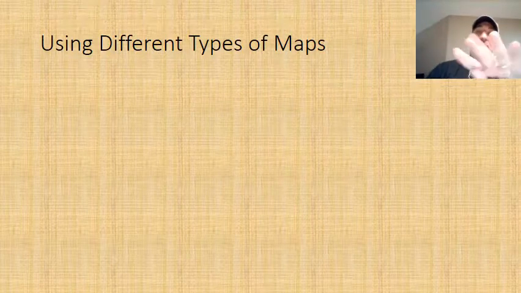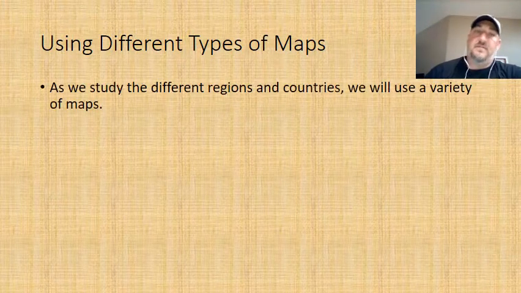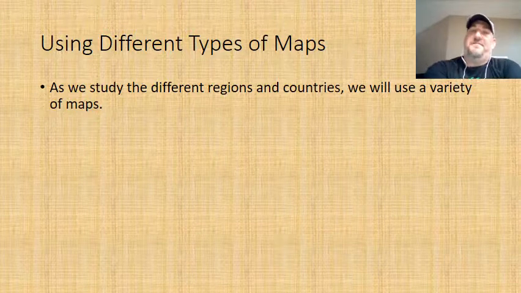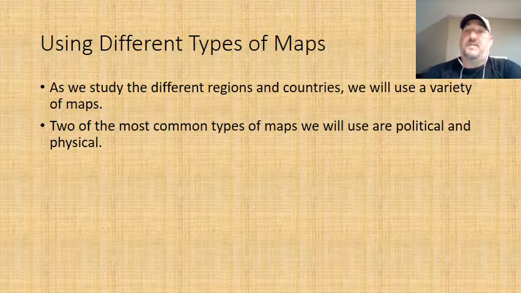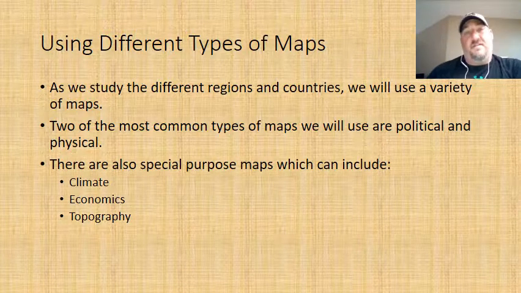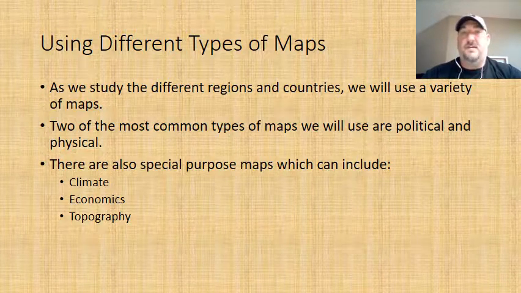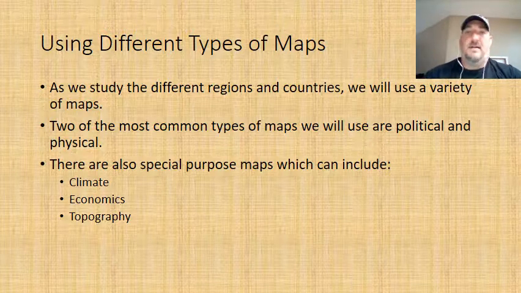So there's the 3 different kinds of maps. We took notes on those. As we study different regions and countries, we'll use a variety of maps. 2 of the most common types of maps we use are political and physical maps. And then we also have special purpose maps, which can include things like climate, economics, topography, what kind of trees are there. It could be a map of the rivers in the area. All kinds of different things can go into that special purpose map.